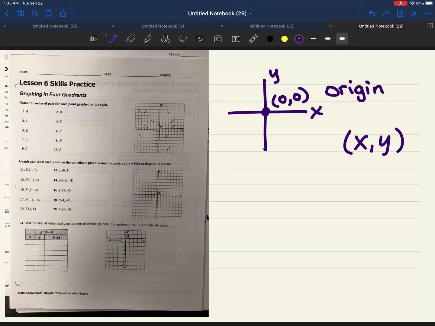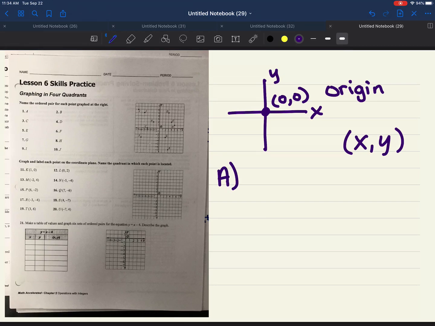Where will you always start to graph an ordered pair? We just talked about it, at the origin, right? You will always start at the origin. You will move left or right, depending on if it's positive or negative, and then up or down, depending on if it's positive or negative, okay? So we're going to go through some of these together.